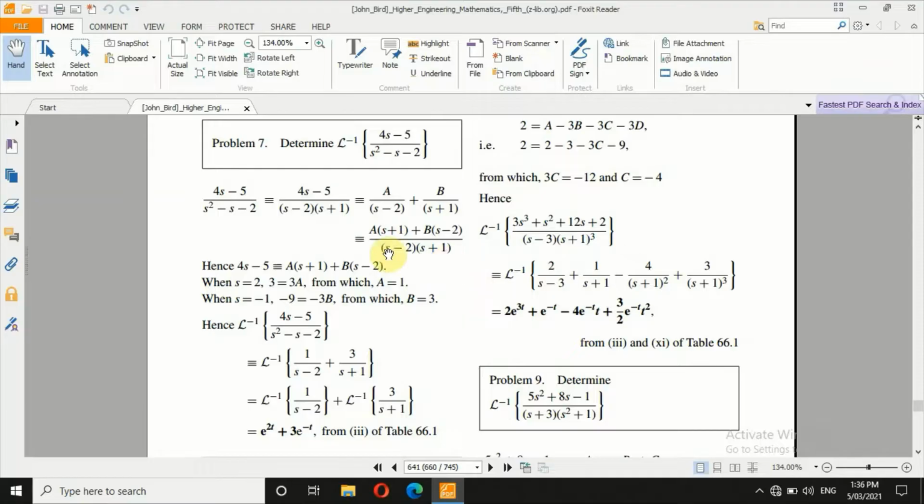By the time you multiply both sides by the denominator, this one will disappear. So what will now remain is 4x minus 5. That's how we obtain this expression here. So the next thing is this: we want to set this one to 0. How do we do that? When x is 2, this one will go. That's why we say that x equals 2 here. Then by the time you put 2 here, 4 times 2 minus 5 is equal to A into (2 plus 1), that will be 3A. Then this one will go.